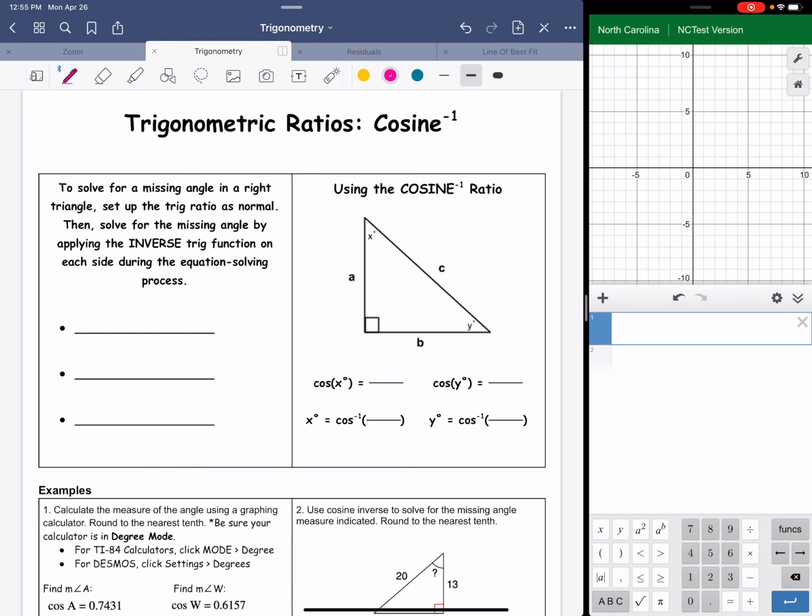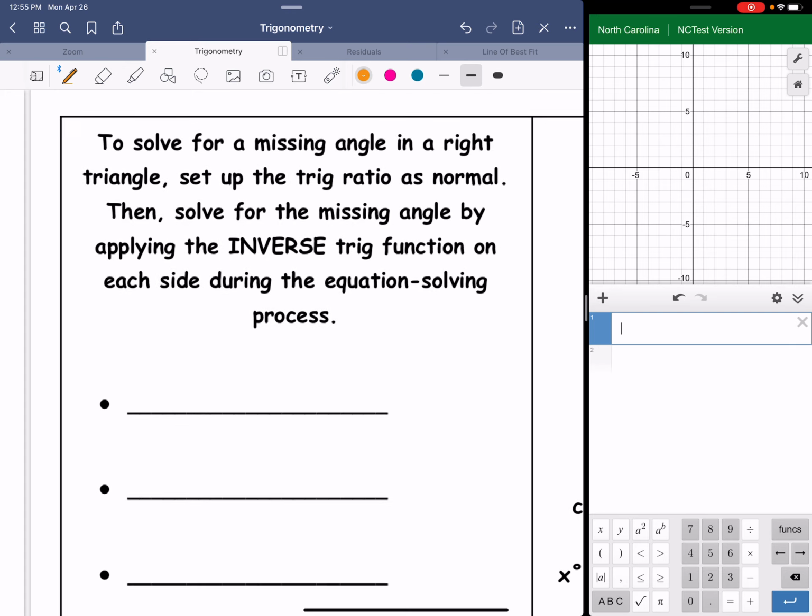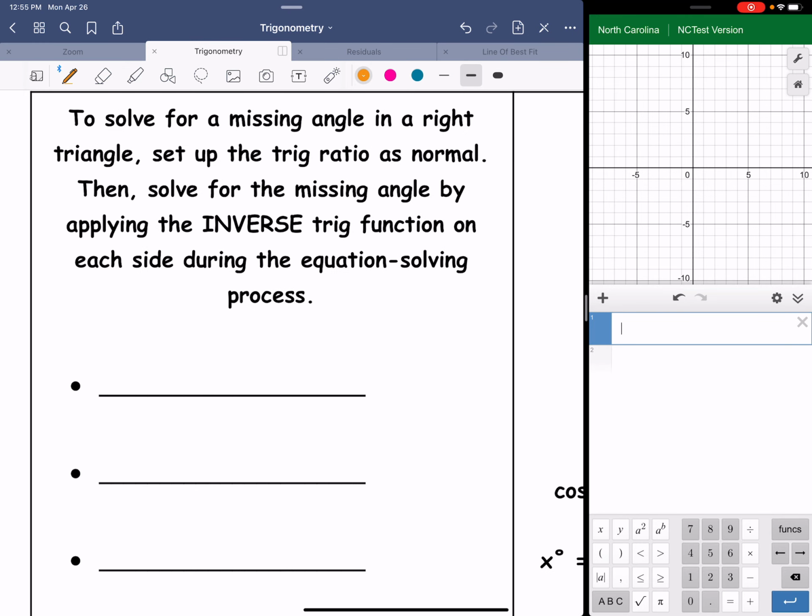In this video, we are again focusing on trigonometric ratios and specifically their inverses. So in this lesson, we are going to focus on only the cosine inverse. Now we've talked already about the sine inverse and how to use that one. Now we're going to move on to cosine.